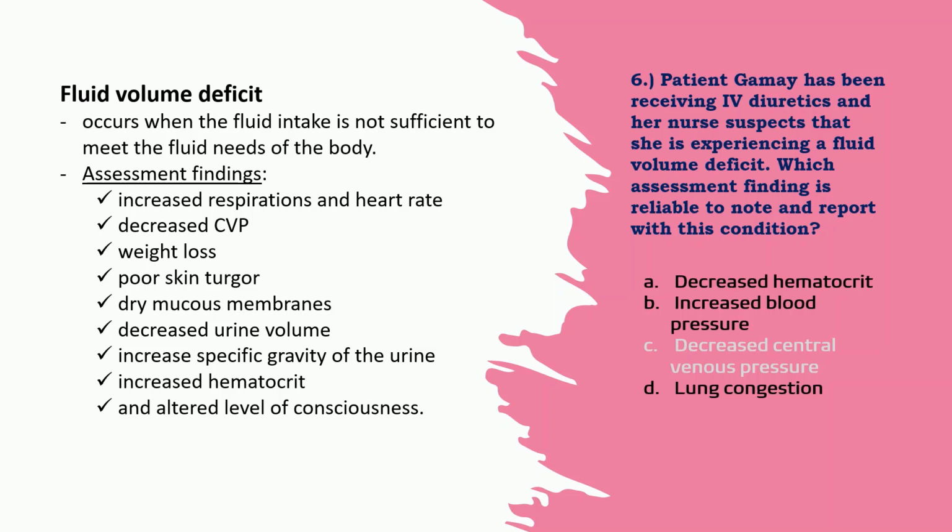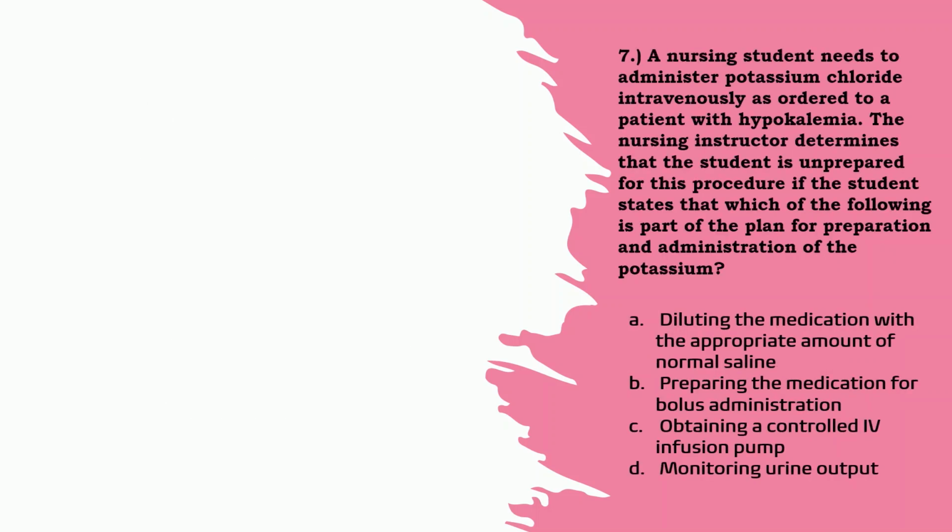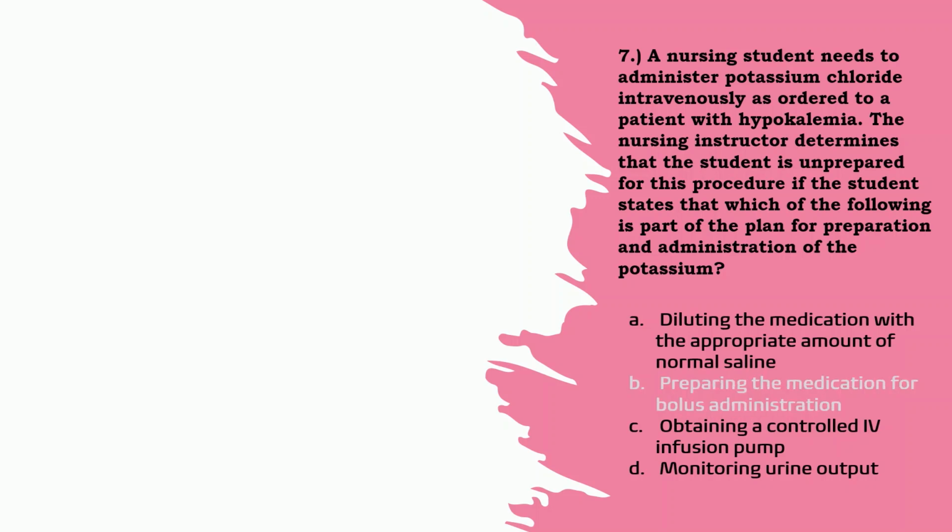Finally, question number 7. A nursing student needs to administer potassium chloride intravenously as ordered to a patient with hypokalemia. The nursing instructor determines that the student is unprepared for this procedure if the student states that which of the following is part of the plan for preparation and administration of the potassium. The correct answer is B.